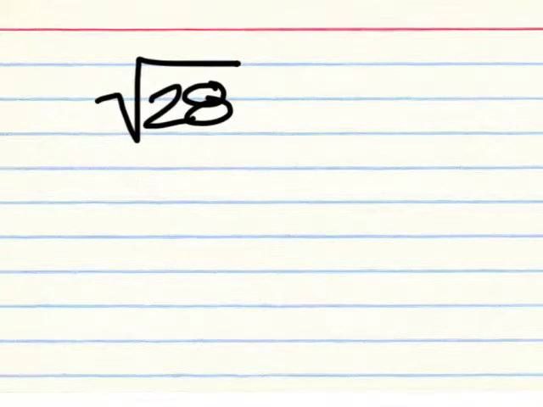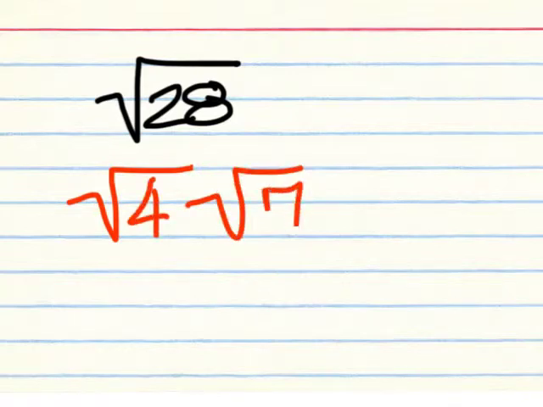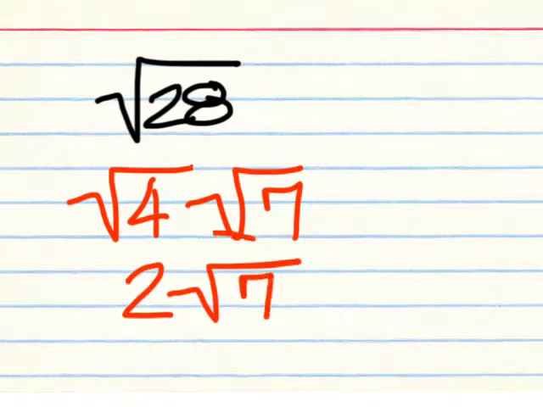Drop this one off. Square root of 28. Solution for the practice problem. The highest perfect square that goes into 28 is 4. So we break this up as square root of 4, square root of 7. Square root of 4 is 2. Here is your final answer. Drop this one off.